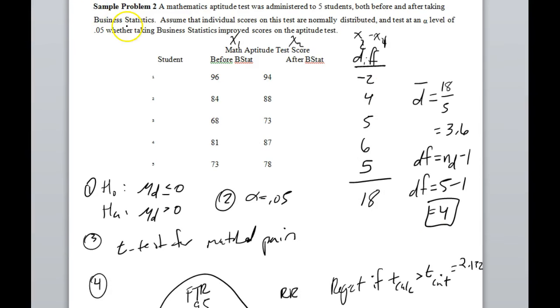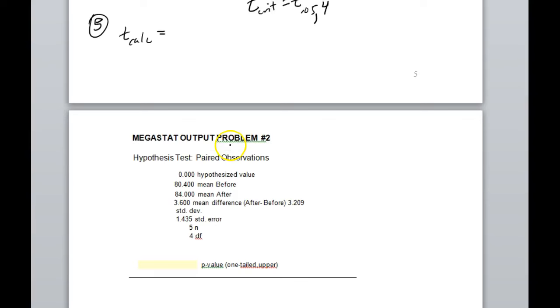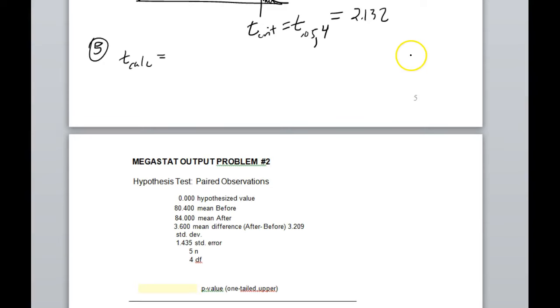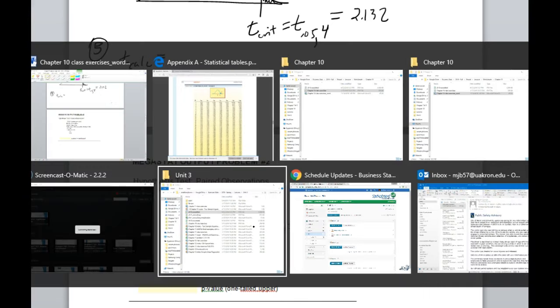So yeah, let's just go to the next page. The next page has all the output. So on the next page, we have the mean of 3.6, which is what we calculated, right? And we have... I wish this printout would have gone better.